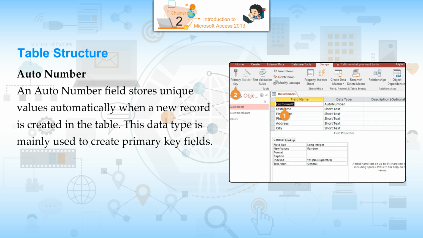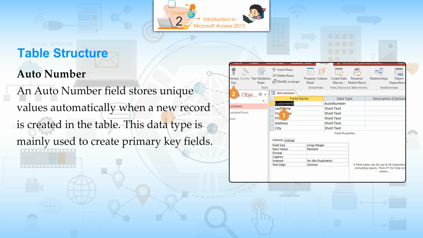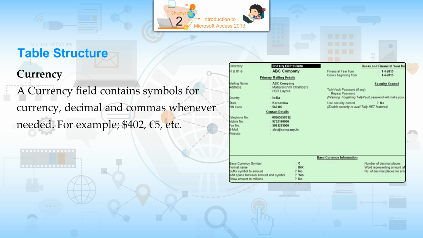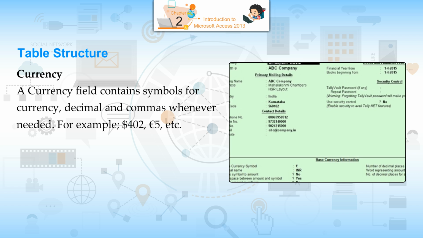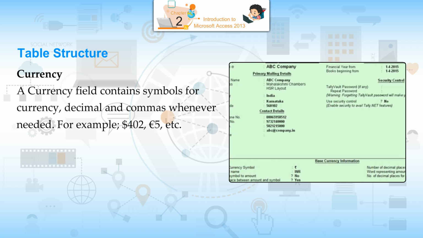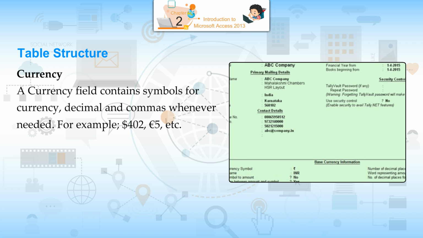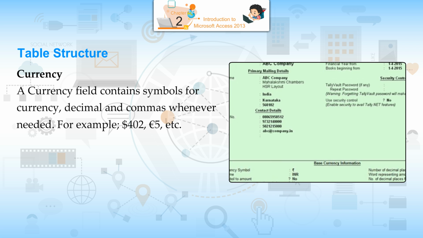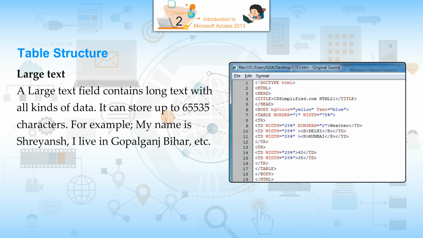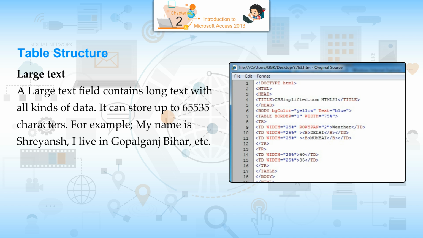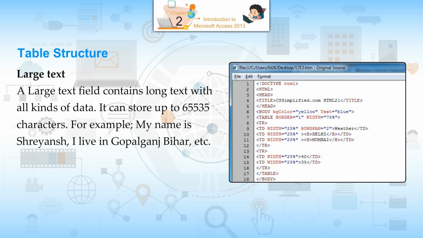This data type is mainly used to create primary key fields. Currency. A currency field contains symbols for currency, decimal, and commas whenever needed. For example, $402, Euro 5, etc. Large text. A large text field contains long text with all kinds of data.